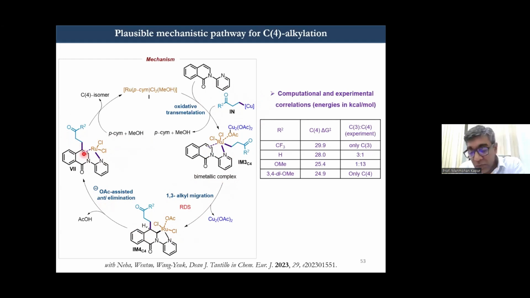So this was found in collaboration with our collaborators, Dean Tantillo from UC Davis and co-workers. And this actually tells us that it's not always that one expects a CH activation to be the major pathway in the reaction. To our great surprise, this particular work led us to conclude that probably a triplet state was involved in the C4 functionalization.